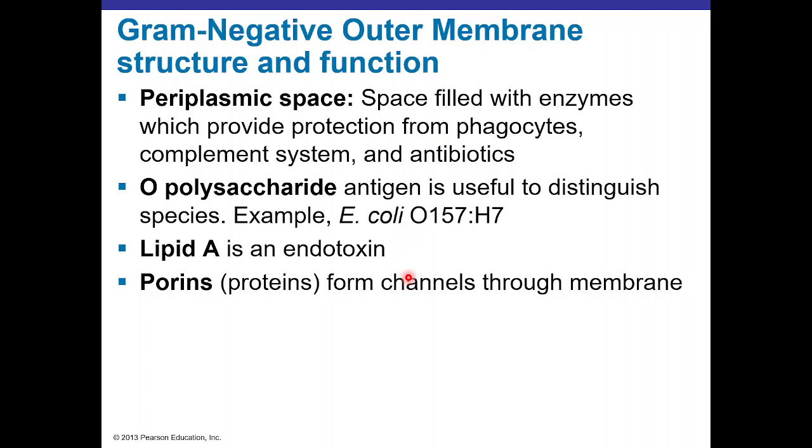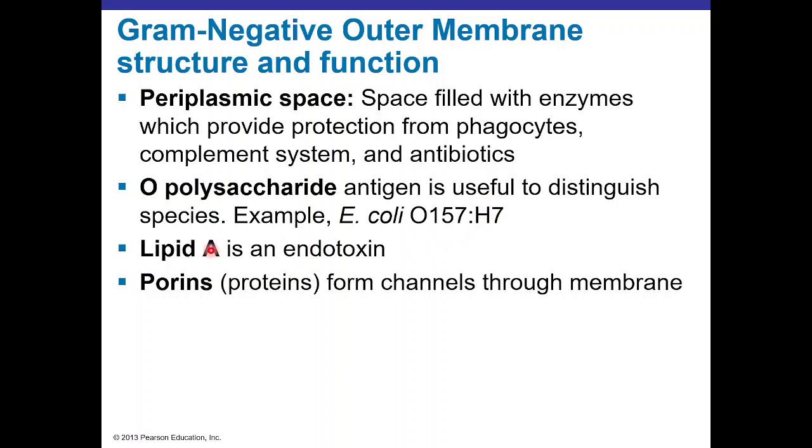Now, in the outer membrane, the gram-negatives have a lipid that is known as LPS, lipopolysaccharide. And lipopolysaccharide has an O polysaccharide, a component that is an antigen that helps you distinguish gram-negatives, like in the case of E. coli O157:H7. O stands for O antigen found in the lipopolysaccharides, and H7 is for the flagellar protein or antigen.